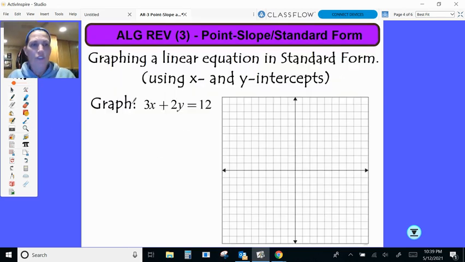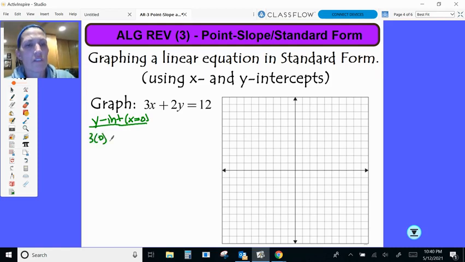Okay, so now let's graph using our x and y intercepts. When the graph crosses the y-axis, my value for x is 0. So we're going to find our y-intercept. In order to find our y-intercept, x is equal to 0, right? So we're going to plug in 3 times 0 plus 2y equals 12. That's 0, so 2y equals 12, which means y equals 6. Okay, so my coordinate is going to be 0, 6.